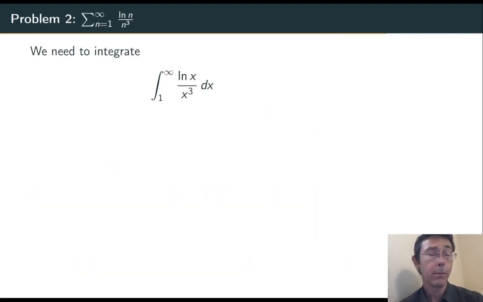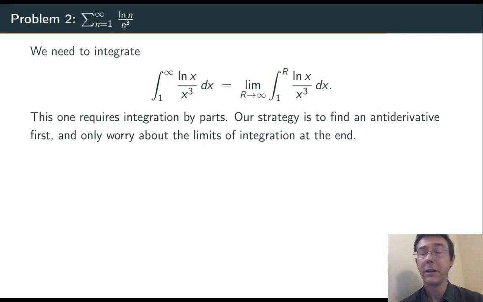So let's look at the improper integral, 1 to infinity, natural log of x over x cubed dx. We start by putting in a limit, once again, limit r to infinity, integral from 1 to r, natural log of x over x cubed. This one's going to require integration by parts. The way I want to do my integration by parts is just by finding an antiderivative and then worrying about the limits of integration only at the very end.